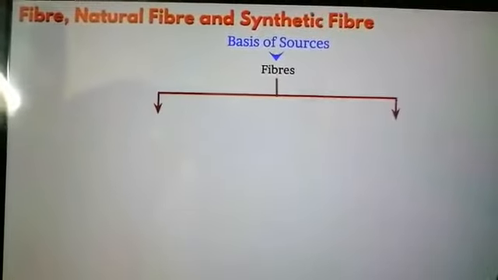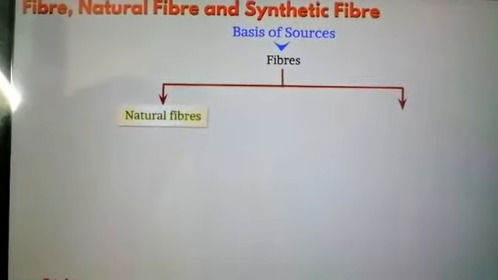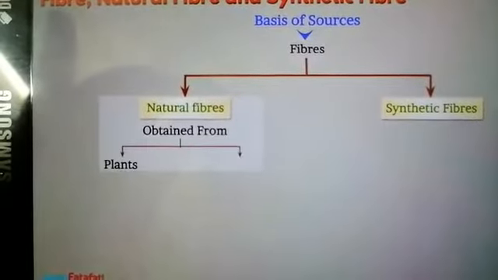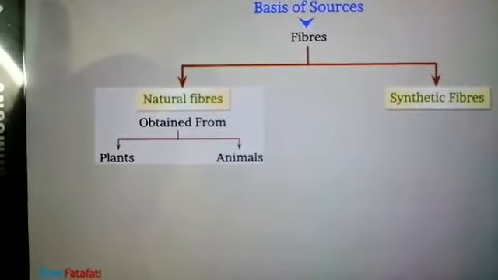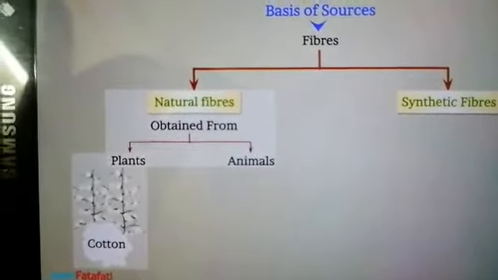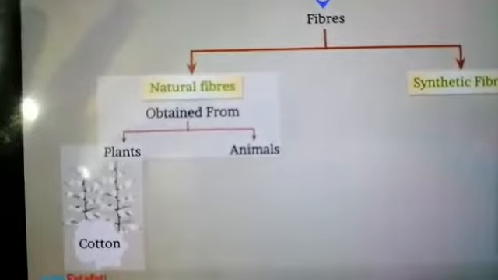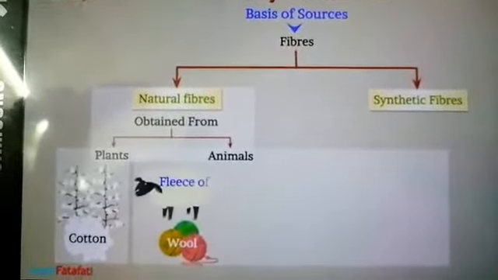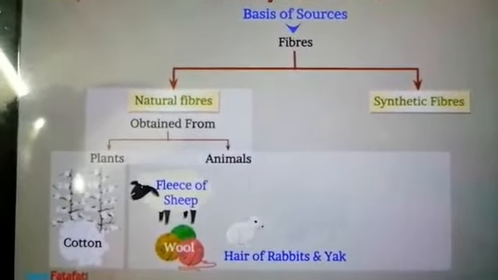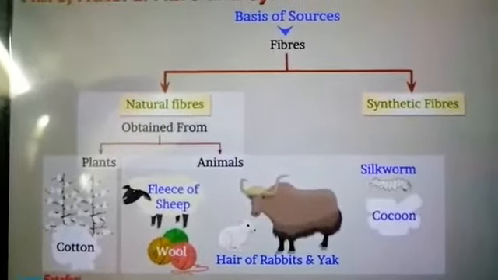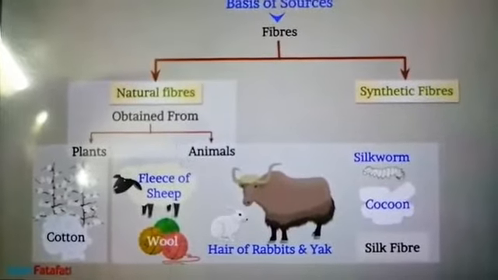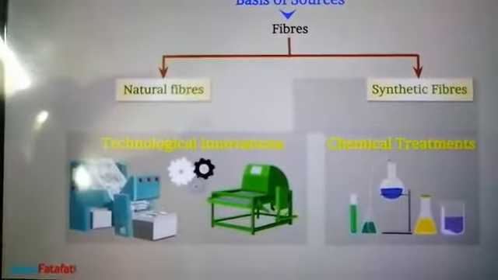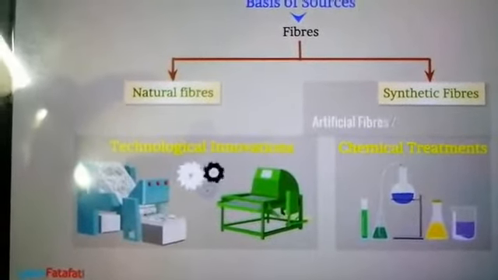Boys, the basic sources of fibers are natural fibers and synthetic fibers. Natural fibers are those fibers that are obtained from plants and animals. From plants we get cotton, and this cotton is converted into fiber. From animals we get wool, from the sheep, from the hair of rabbit and yak, and from the cocoon of the silkworm we get silk fiber. Then some technological innovation and chemical treatments are done to make the clothes.